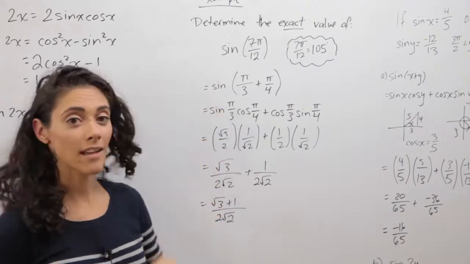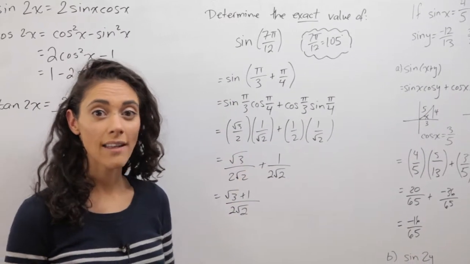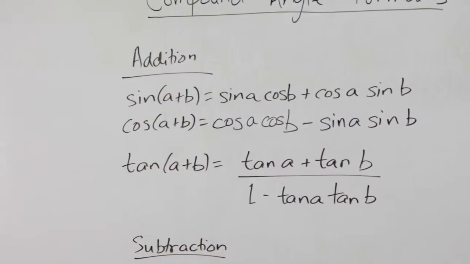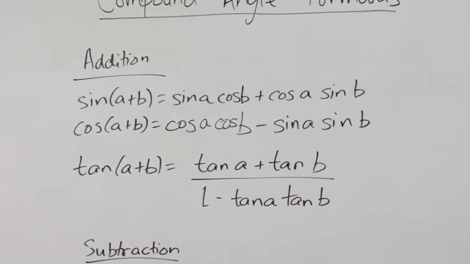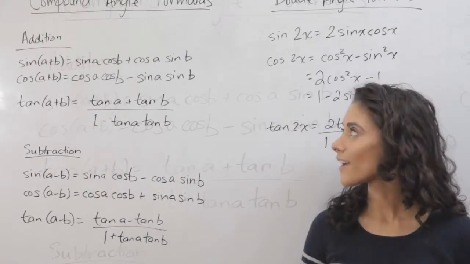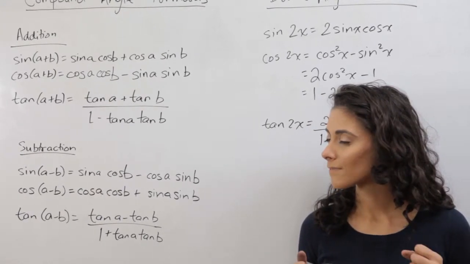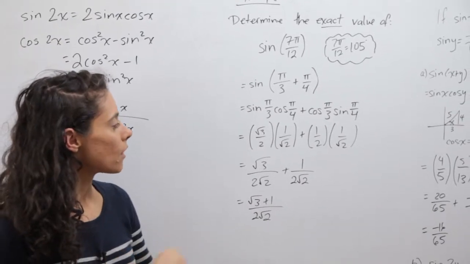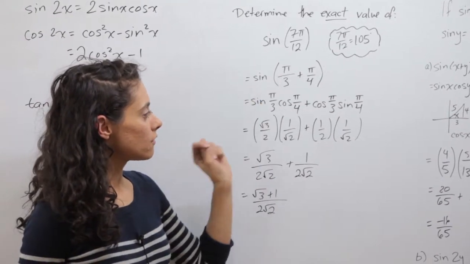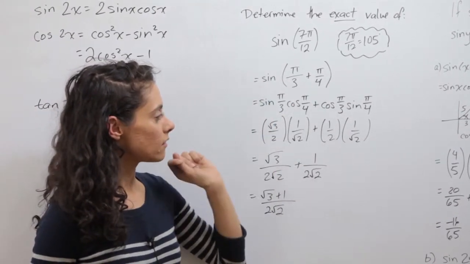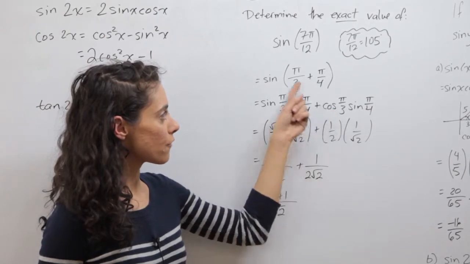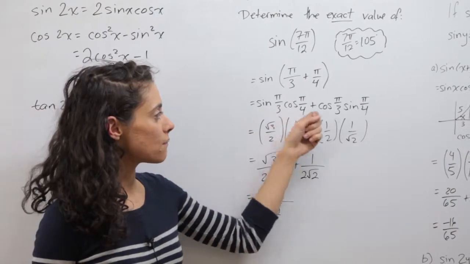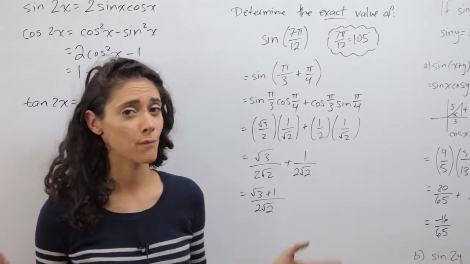Now, because I'm taking sine of 2 angles added together, I can use my addition formula for sine. Sine of A plus B is equal to sine of A times cos of B plus cos of A times sine of B. And that's what we've got here. Sine of the first angle times cos of the second angle plus cos of the first angle times sine of the second angle. Now each of these can be evaluated using our special triangles, which I'm sure you have memorized by now.